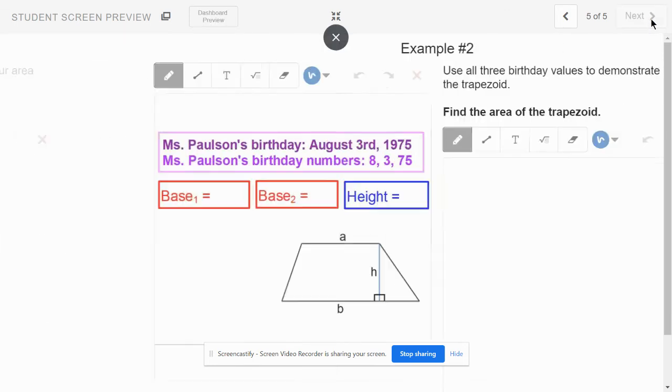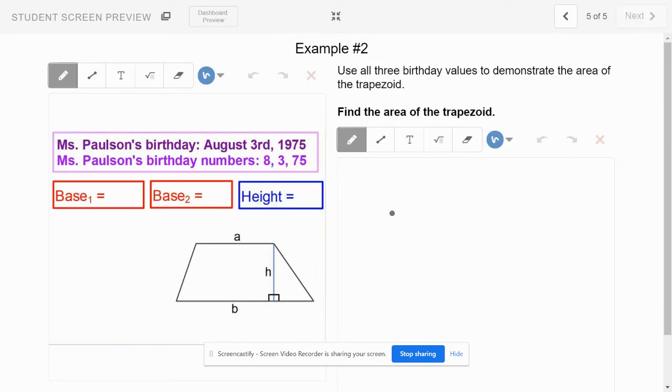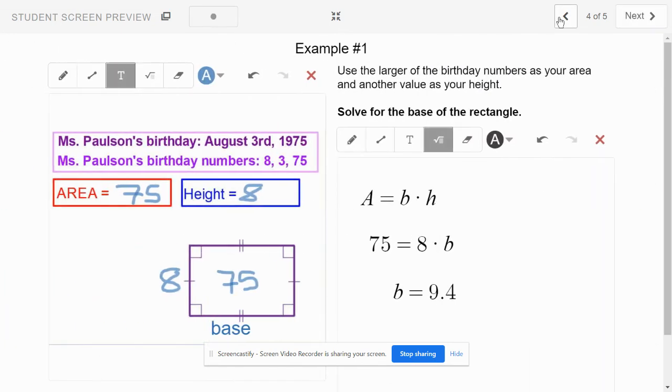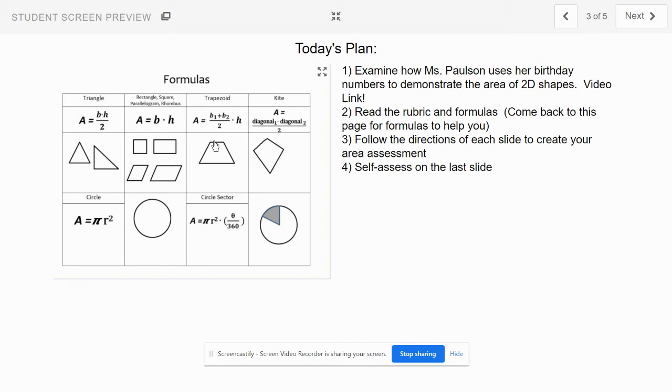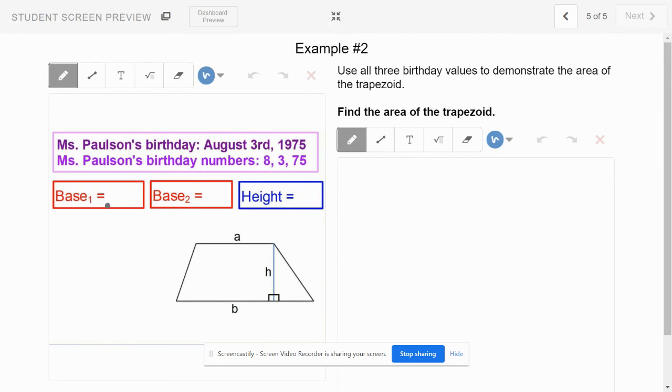The next example requires me to use all 3 of my birthday values. I'm going to find the area of a trapezoid. I'm going to go back to those formula pages. Trapezoid, right here, we have 2 bases. We add them together, divide by 2, and times the height. And so I'm going to use base 1 as 75, base 2 as 8, and then a height of 3.